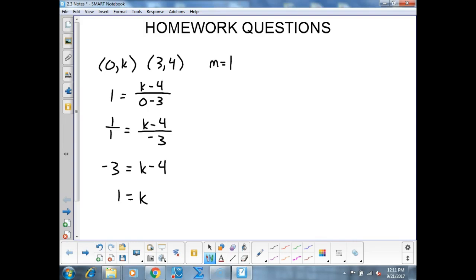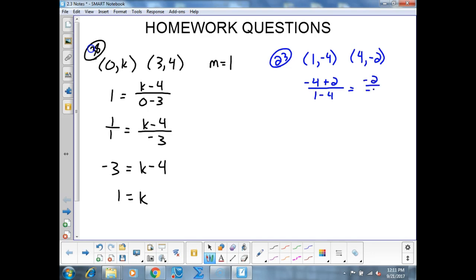So that one was 38, and then you want to do 23. So line number 1 goes through 1, comma negative 4, and 4, comma negative 2. So that's going to be negative 4 plus 2 all over 1 minus 4. What's that? Negative 2 over negative 3, so we'll call that 2/3.